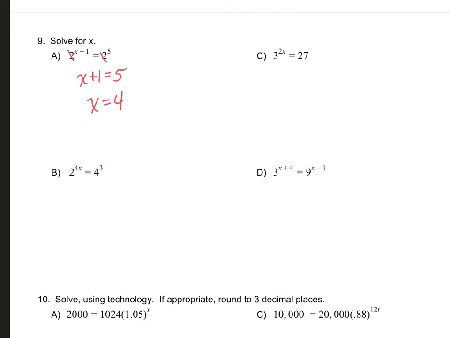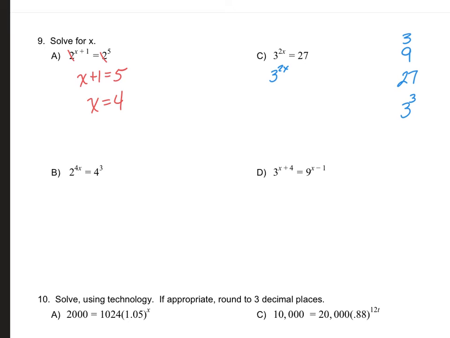I'm going to move to letter C here. Letter C, we don't have a common base, but we can get a common base. What we need to do is generally look at the base of the smaller number, which in this case is 3. It's 3 to the 2x power. And we're going to work through the powers of 3. 3 to the 1 power is 3. 3 to the 2 power is 9. 3 times 3 is 9, times 3 is 27, which is the number we're looking for. So 27 is 3 to the 3rd power.